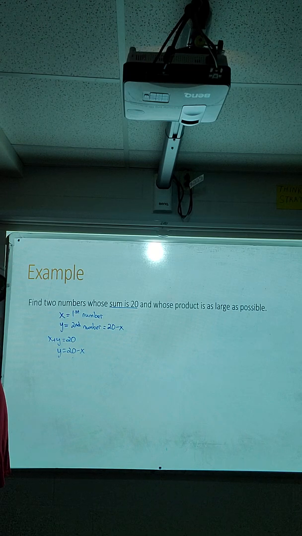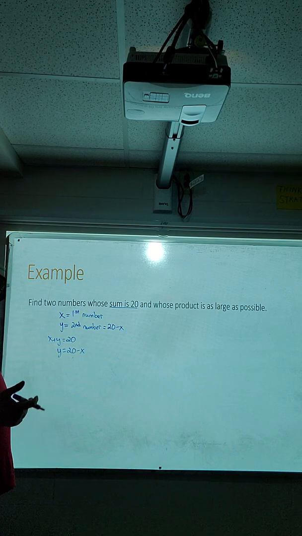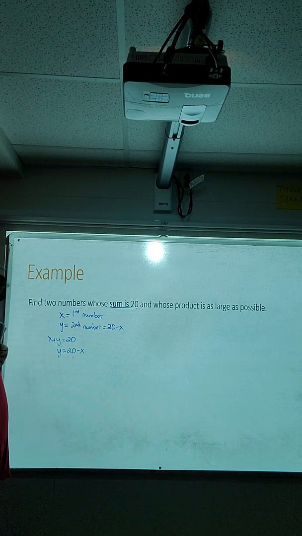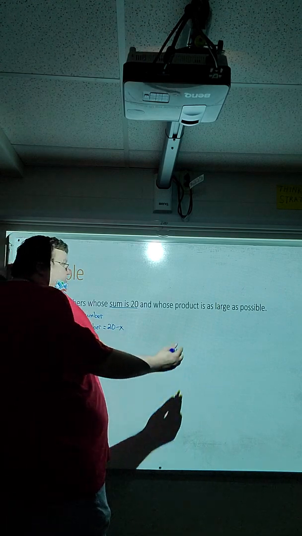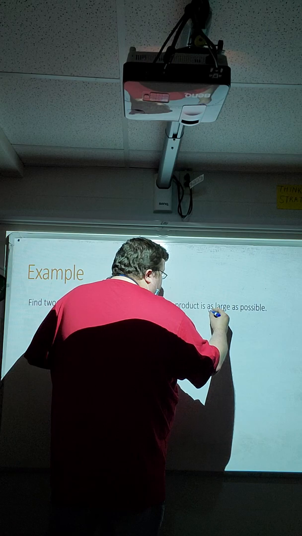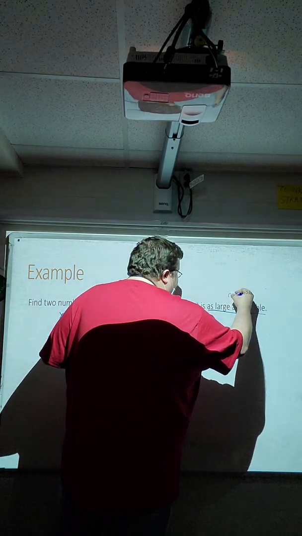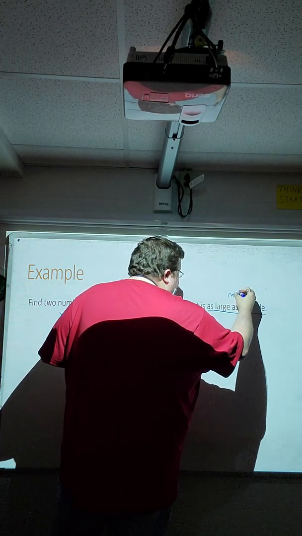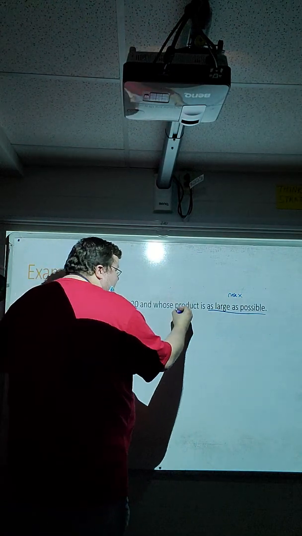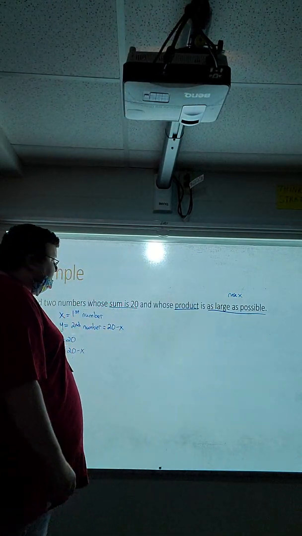We need to identify what we're trying to do here. Read the problem very carefully. Find two numbers whose sum is 20 and whose product is as large as possible. So are we trying to maximize or minimize? You should see the words "as large as possible" and think, oh, that signals that I'm trying to max something. I'm trying to max this out. And what I'm maxing out is the product.